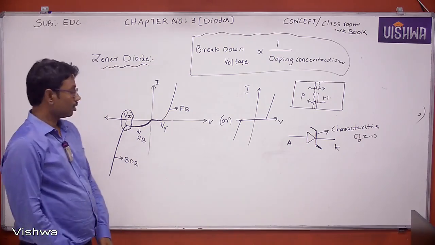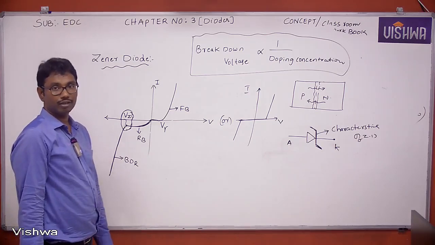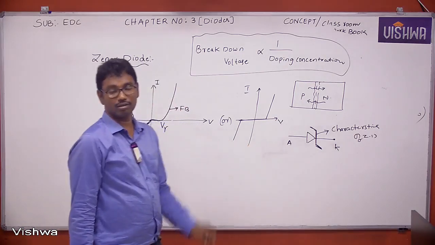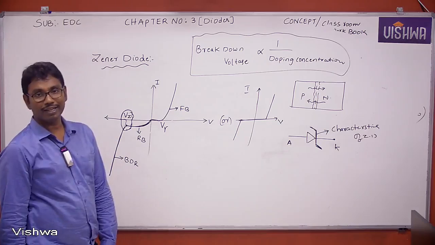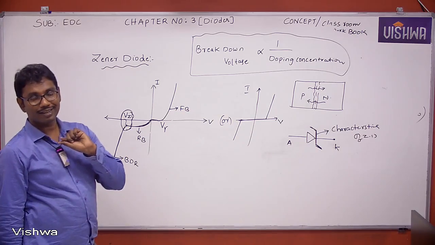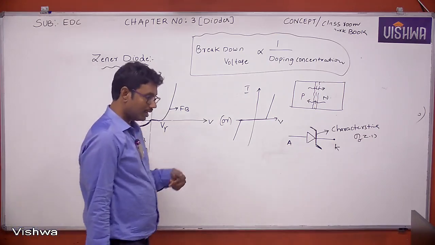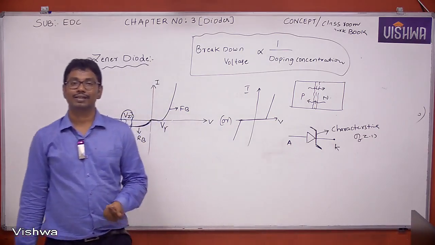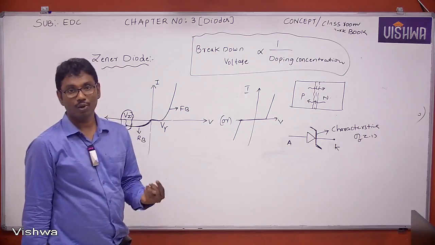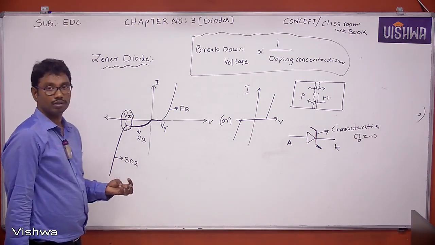Next, write down: when the Zener diode is operated in the breakdown region, the current through the Zener diode increases or decreases, but the voltage across the Zener diode is constant. Therefore, it can act as a constant voltage source. Underline constant voltage source.